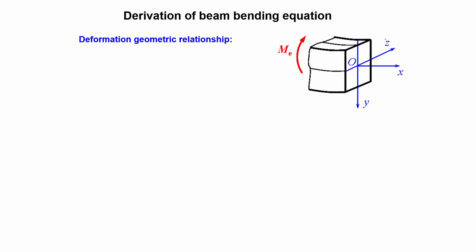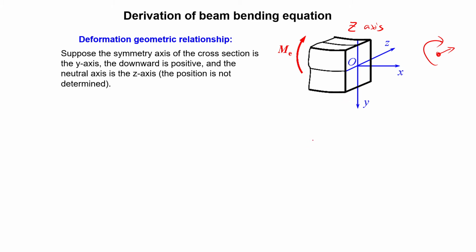The bending moment is rotating about the z-axis. Z is going through the page. Suppose the symmetric axis of the cross-section is the y-axis, with downward being positive, and the neutral axis is, in this case, the zx. The position you don't know yet.